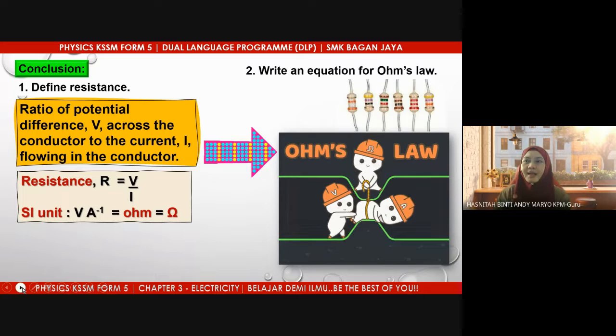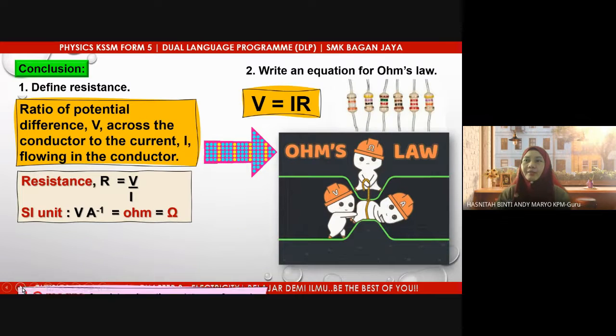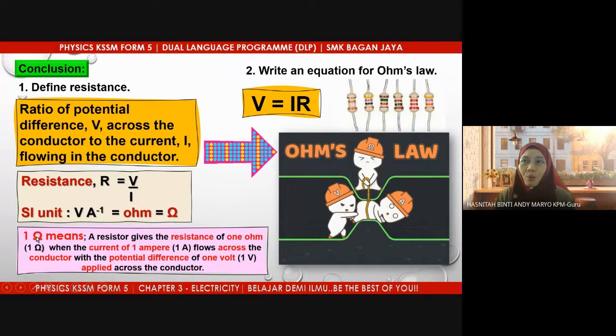So what does 1 ohm mean, students? 1 ohm means a resistor gives a resistance of 1 ohm when a current of 1 ampere flows across the conductor with a potential difference of 1 volt applied across the conductor. So this is what 1 ohm means. And this is how we write the equation for Ohm's law, V equals I R. I hope you can remember this formula, very short.